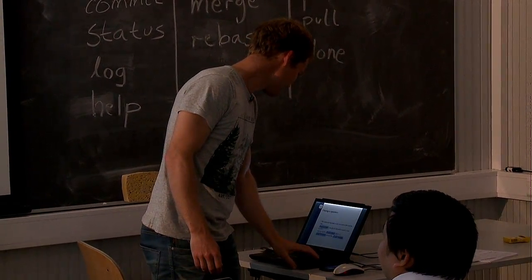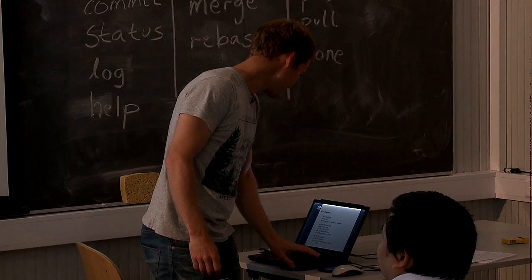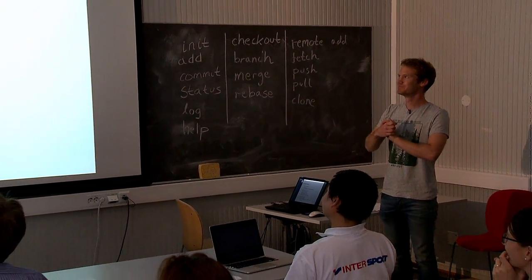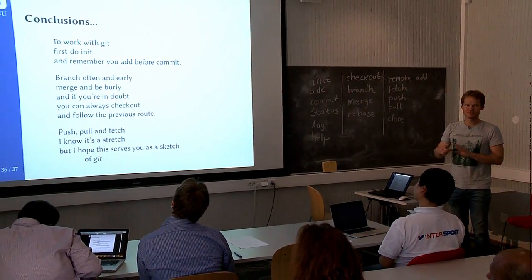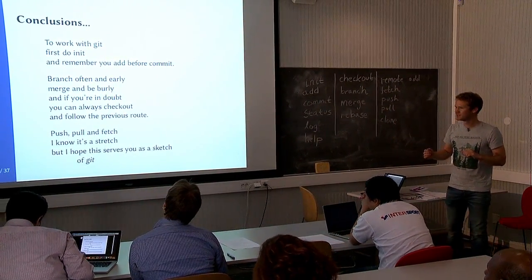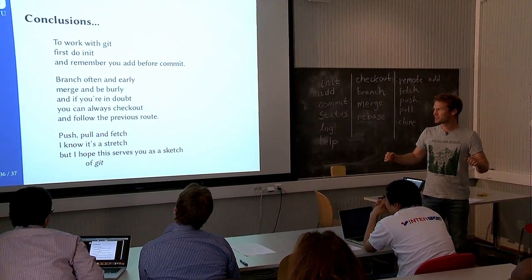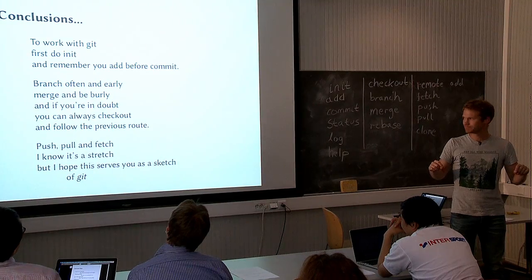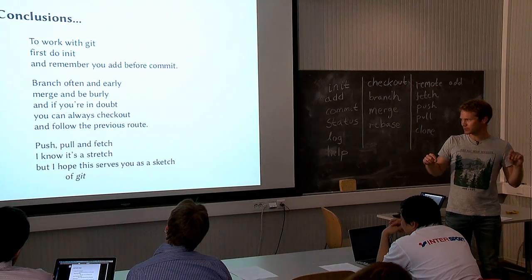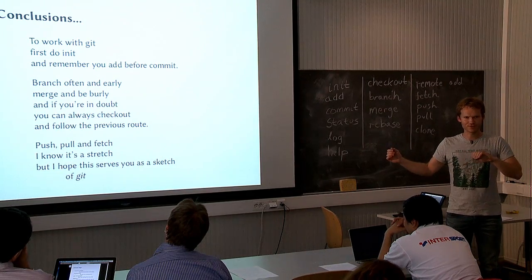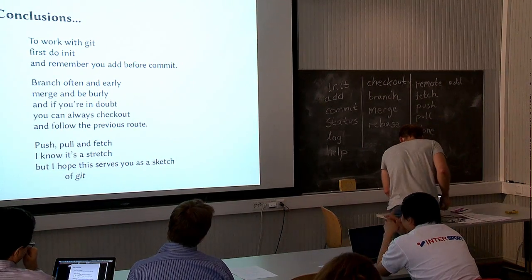So actually I will end now with this bad poem I wrote about Git. So, to work with Git, first do init, and remember you add before commit. Branch often early, merge and leave early, and if you're in doubt, you can always check out and follow the previous route. Push, pull, and fetch. I know it's a stretch, but I hope this serves you as a sketch of Git. So, thank you very much.